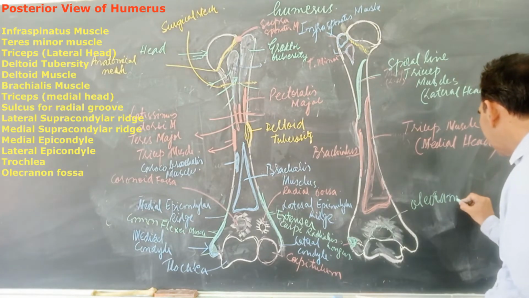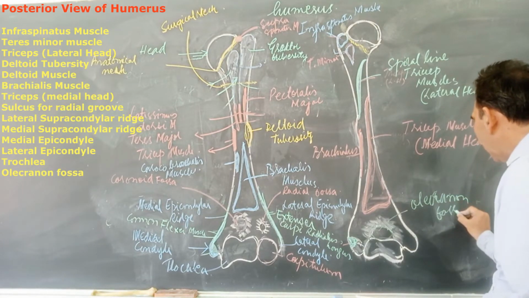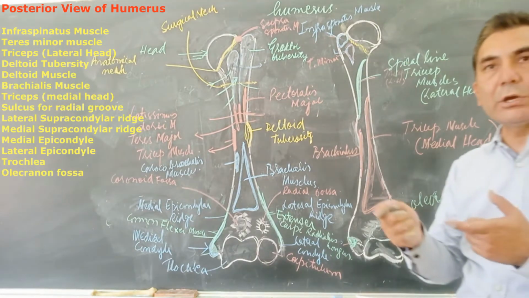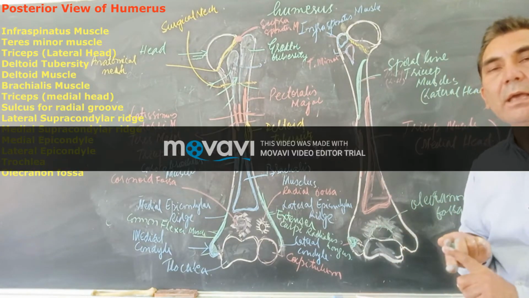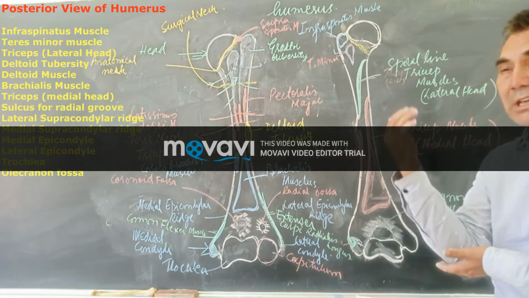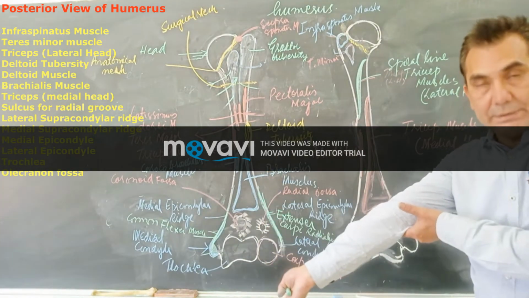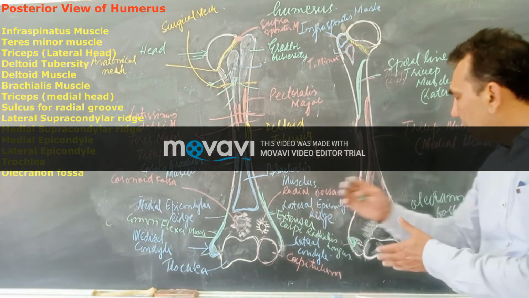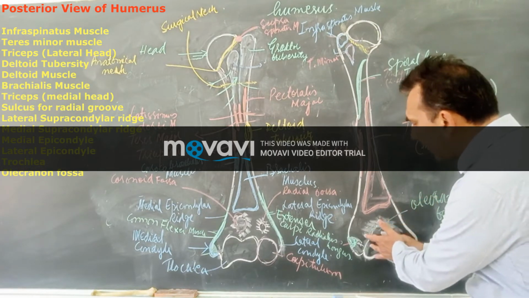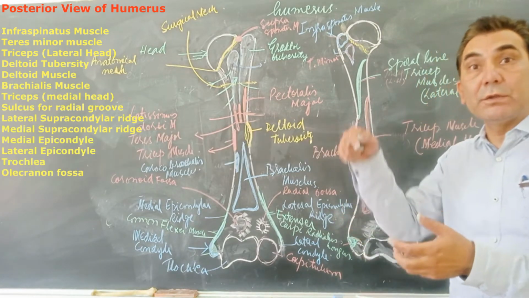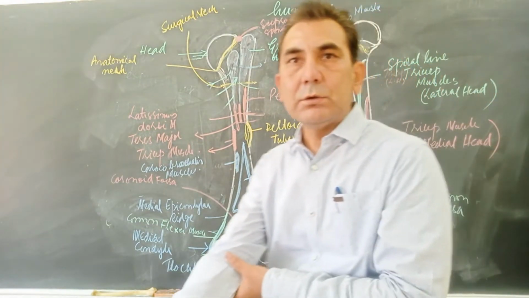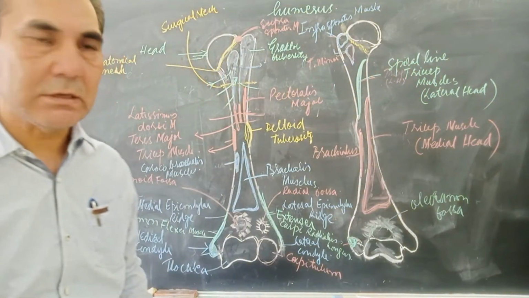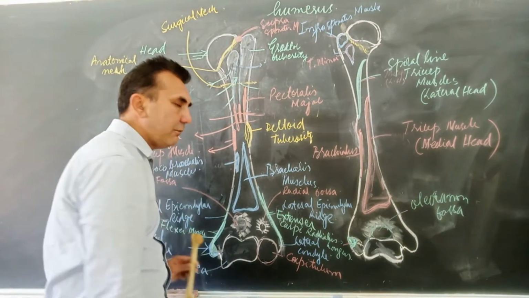In the olecranon fossa, the olecranon process of the ulna comes to attach and gives limitation to the elbow joint. This olecranon fossa is for the attachment of the olecranon process of the ulna, which limits the elbow joint. Okay, this is all about the diagrammatic views of the humerus bone.